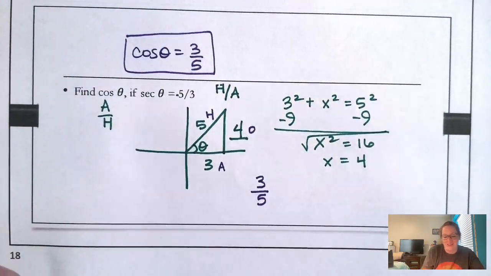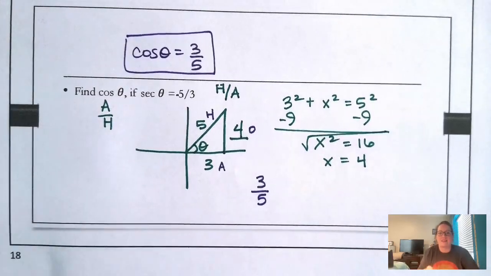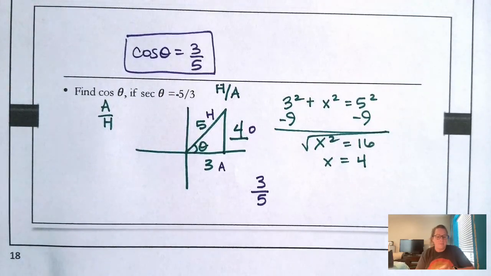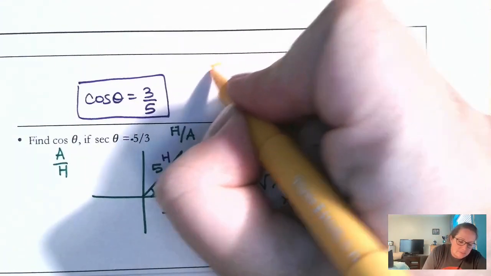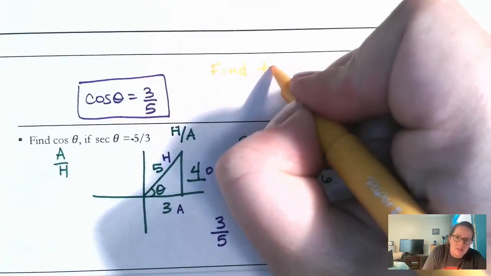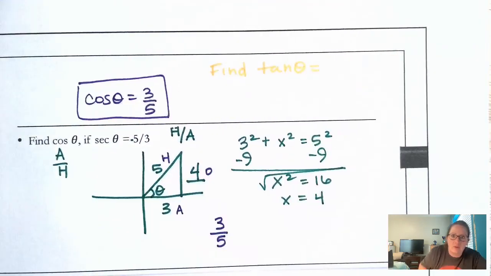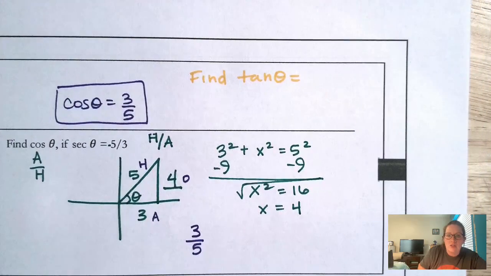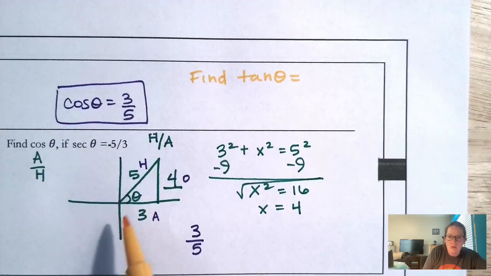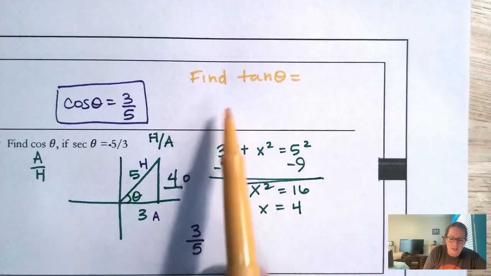So let's say it said tangent, okay? So let's say it said find tangent. Can you read that? If I move my hand out of the way, you can. Okay, so we want to find tangent of this. So the same thing. I would draw my triangle. I'd find all my sides. Now let's go find tangent.